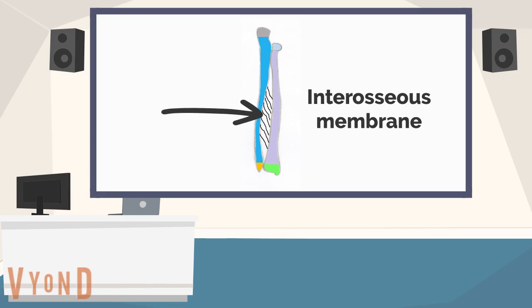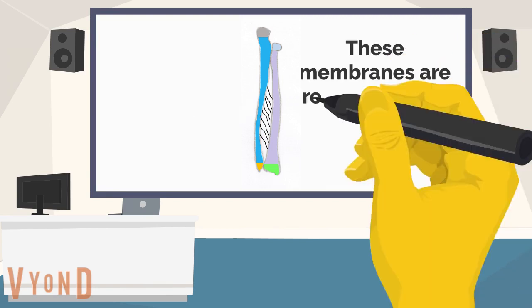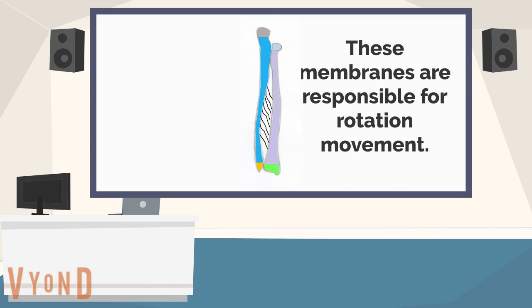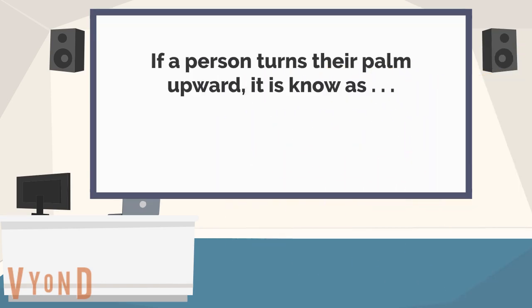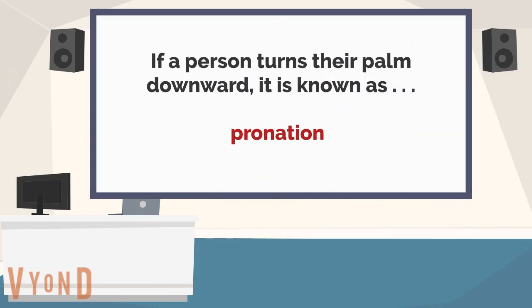The ulna and radius sit next to each other and are attached the entire length of both bones by a tough membrane called the interosseous membrane. These membranes prevent the ulna and radius from pulling away from each other in their fixed position. They are responsible for a rotation movement. If a person turns their palm upward, it is known as supination. If a person turns their palm downward, it is known as pronation.